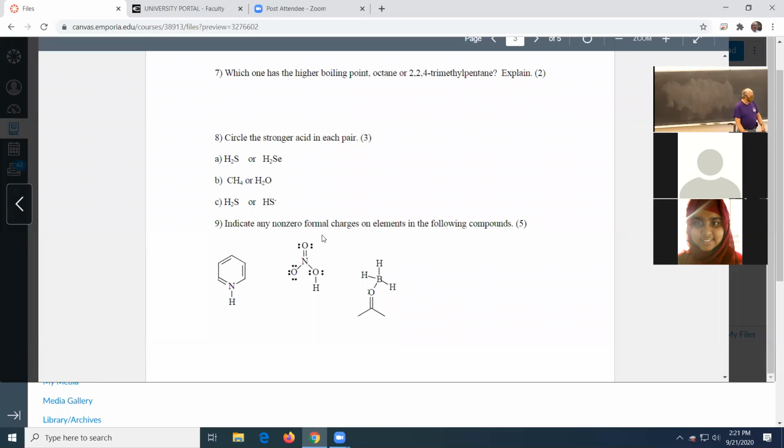Okay, there is very little difficulty with number 9. Formal charges. Okay, this nitrogen has a plus charge. This oxygen down here has a minus charge. The nitrogen in the middle has a plus charge. This oxygen has a plus charge. Boron has a minus charge. Okay, almost everyone got that one right.